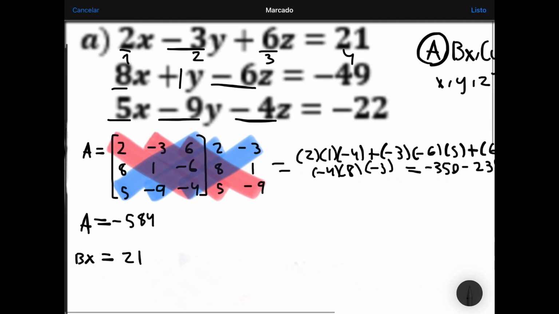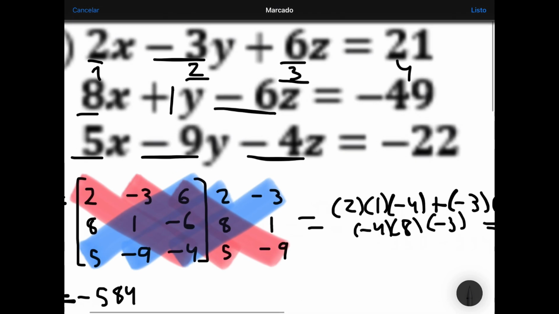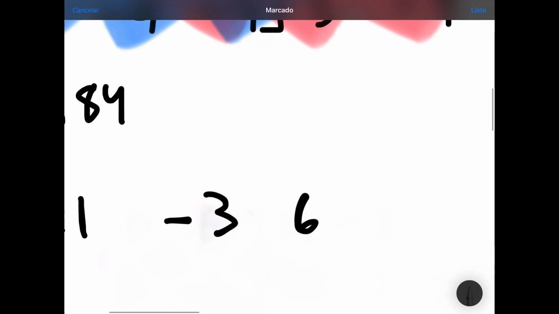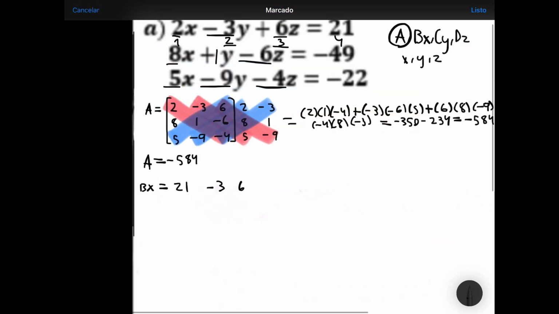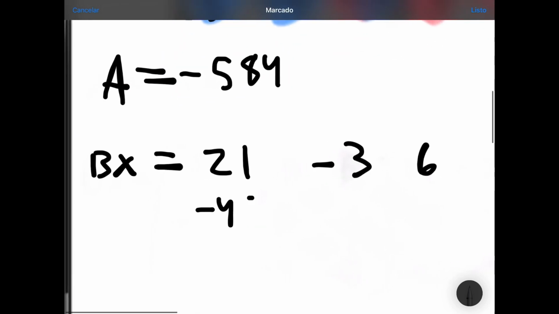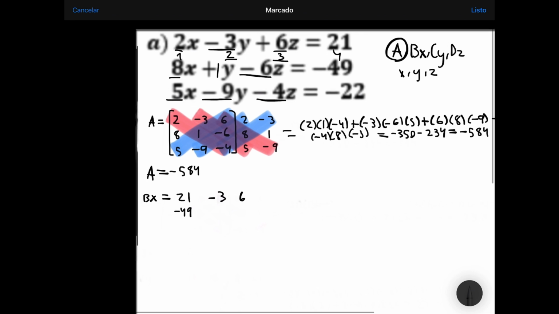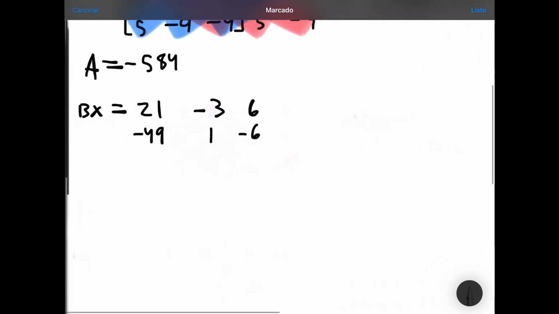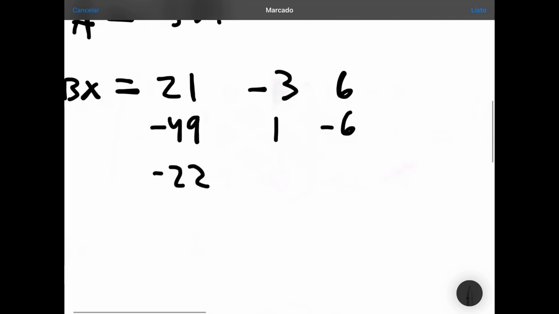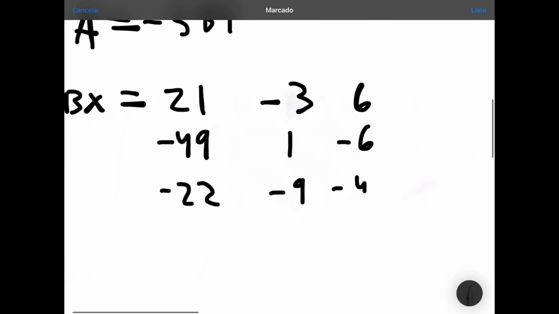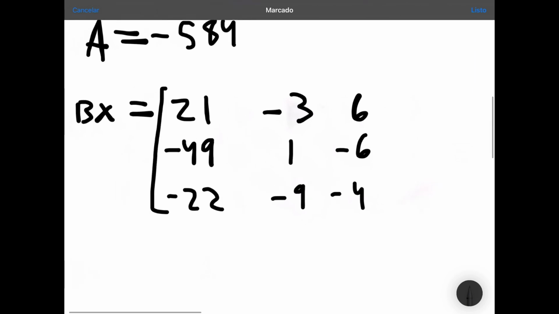And then we're going to leave the second and the third in the same place. So 21, minus 3 and 6. And that we're going to do with all of them. So the last one, which is minus 49. And then we're going to keep it in the same place. Then the last one, minus 22, minus 9, and minus 4. And with brackets as well.